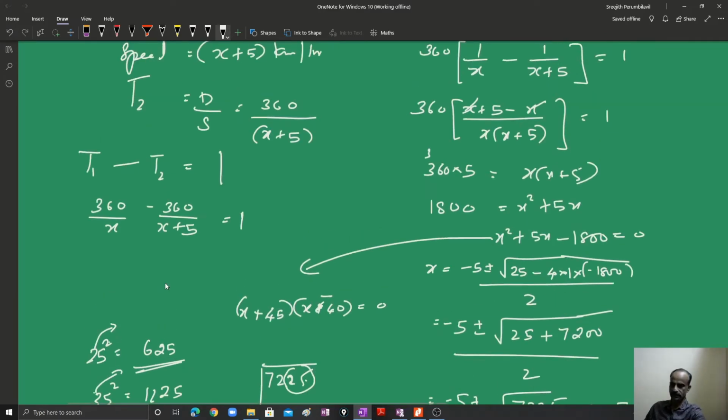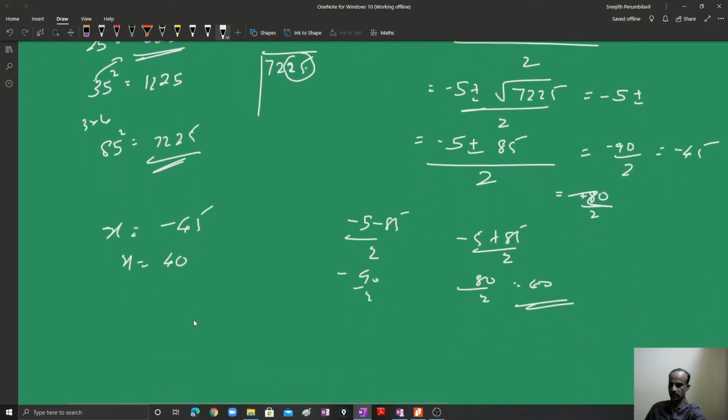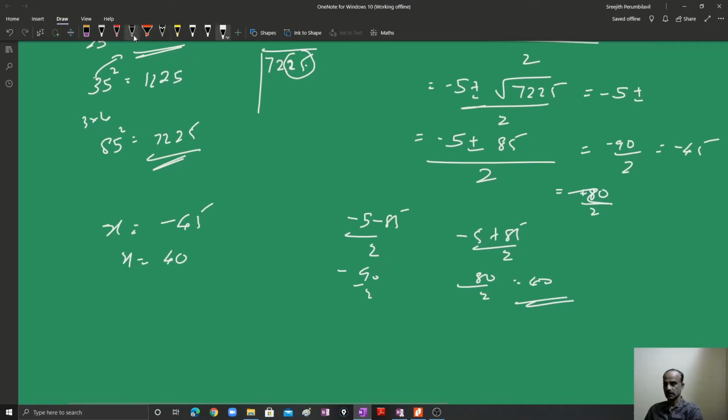Here what is x? X is nothing but the speed, x kilometer per hour. Speed cannot be what? Negative. So I am just scoring it off. Speed is positive. So 40 kilometer per hour is the speed.